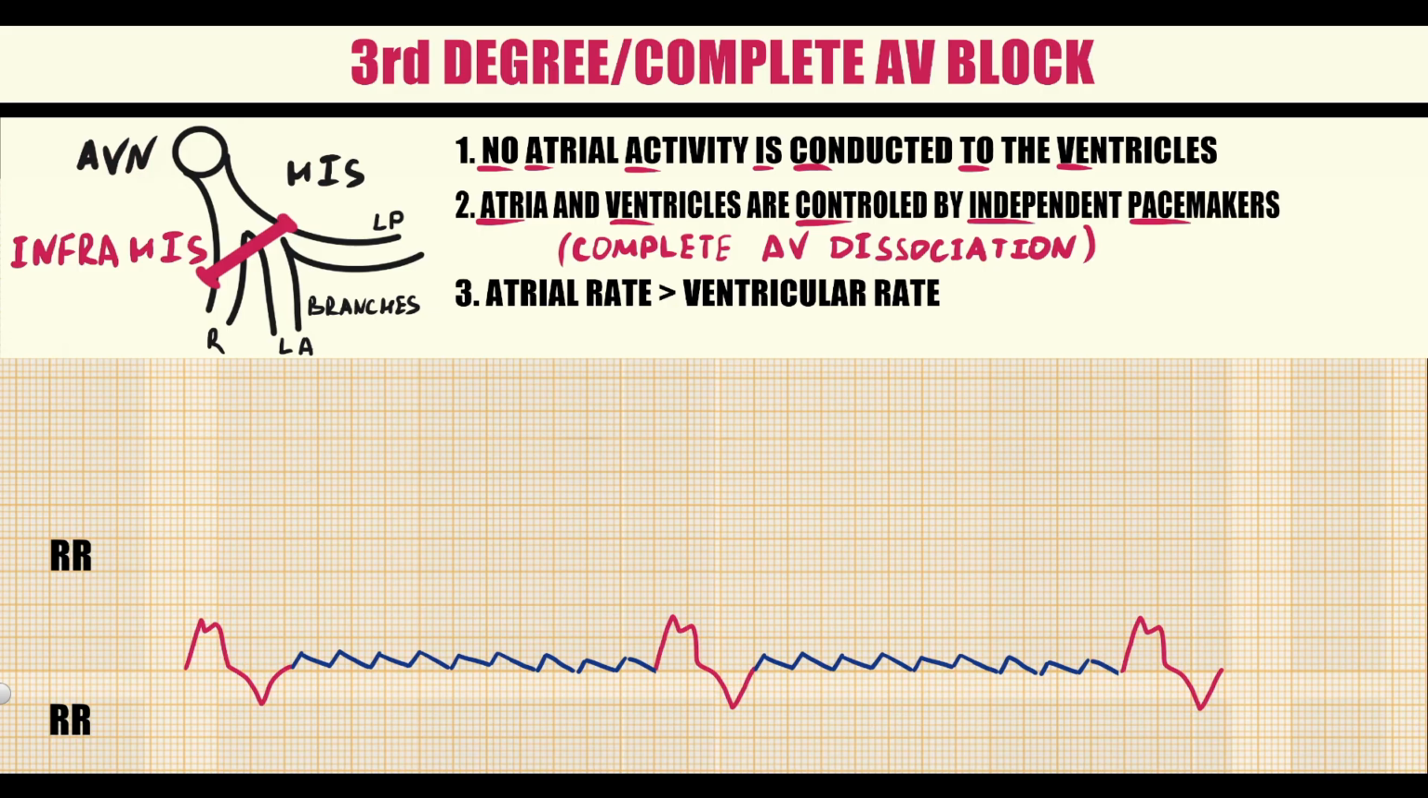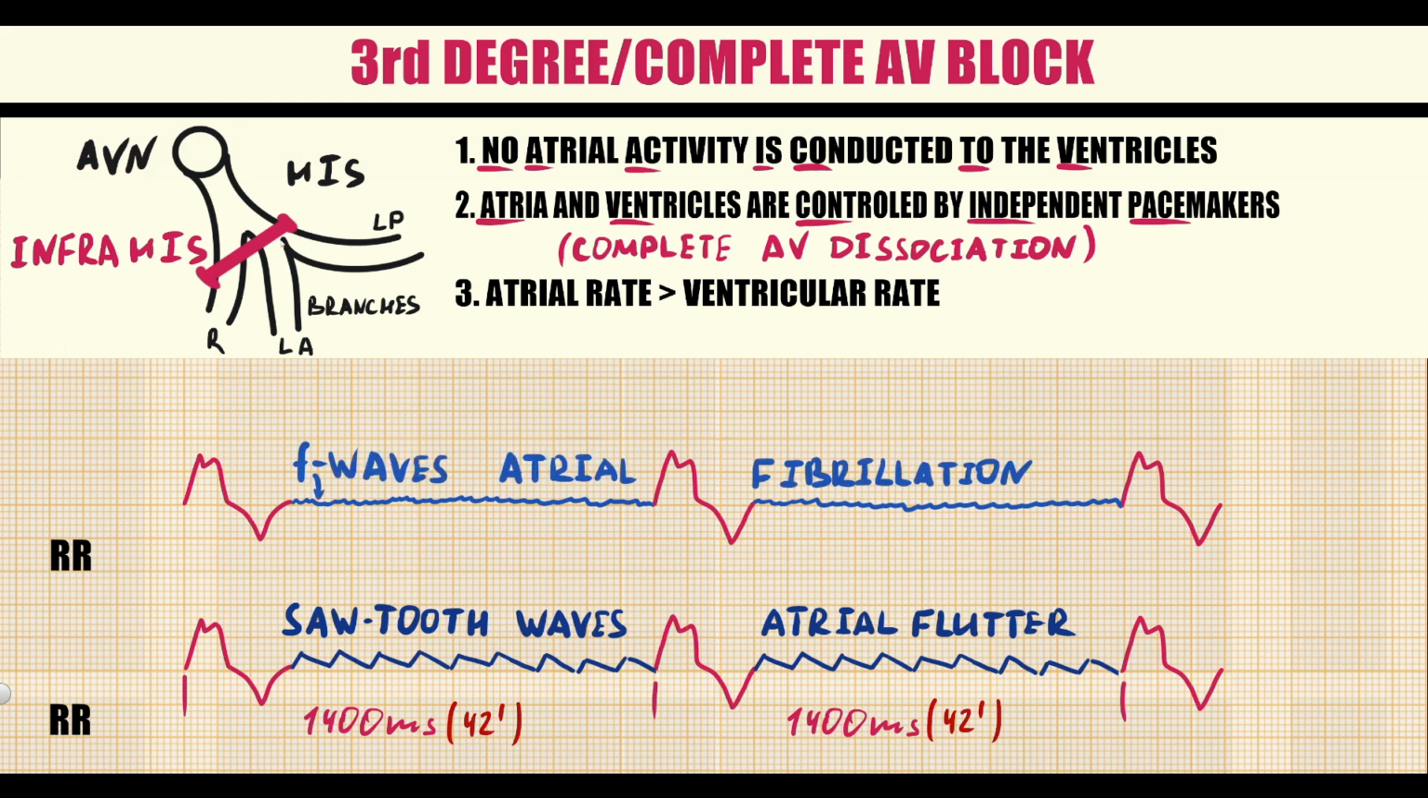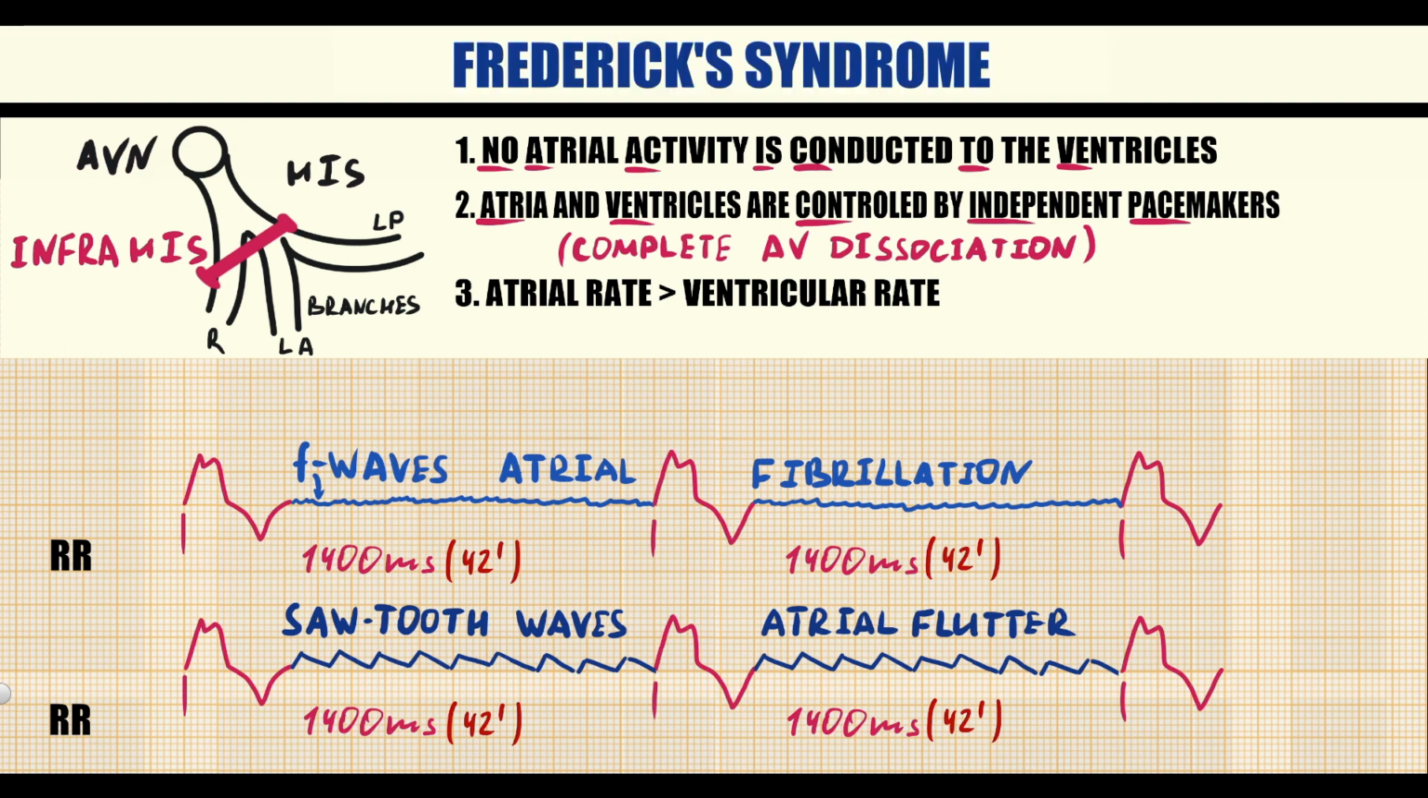Sometimes on ECG we see the combination of sawtooth waves that indicates atrial flutter and a regular slow ventricular rate that indicates the latent pacemaker activation due to complete heart block. Or we see the combination of fibrillation waves and a slow regular ventricular rate. The combination of complete heart block and atrial fibrillation or atrial flutter is called Frederick syndrome. We have another video about this, the link will be in the description.